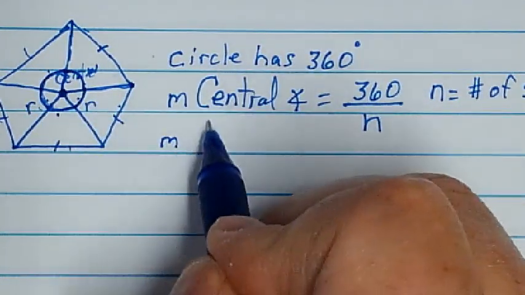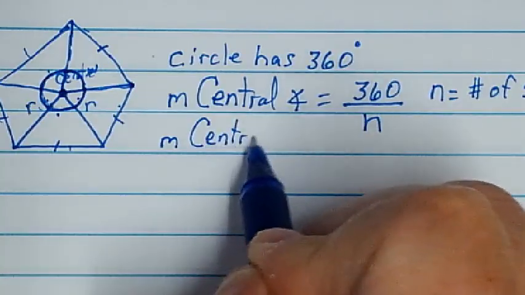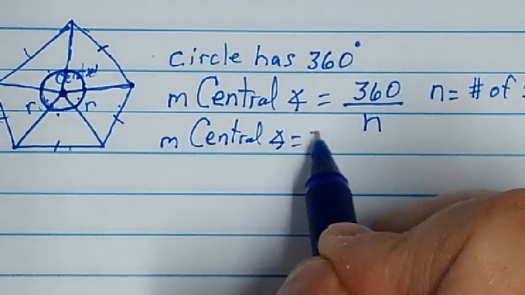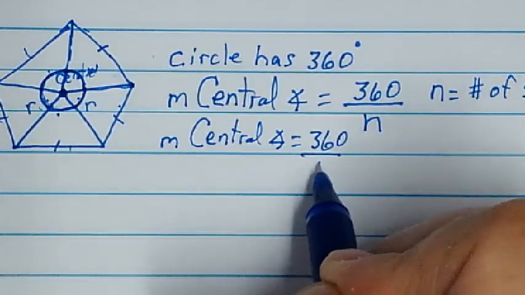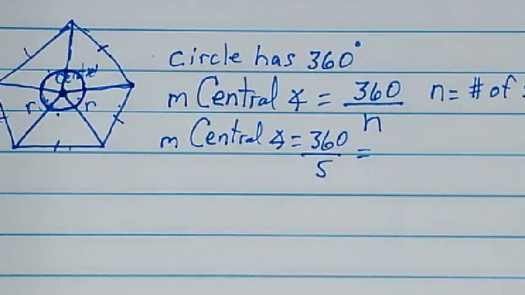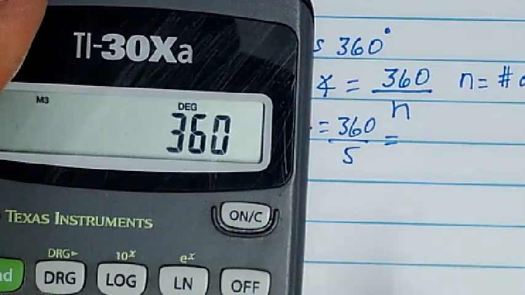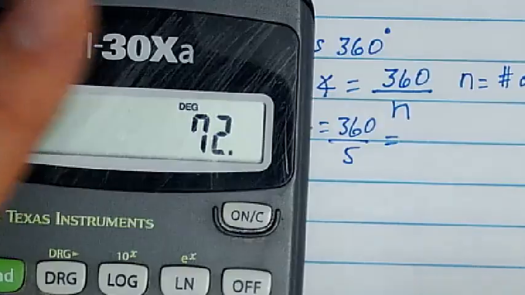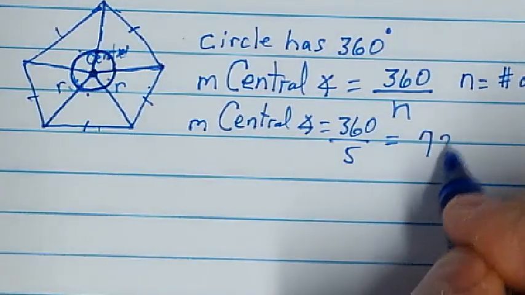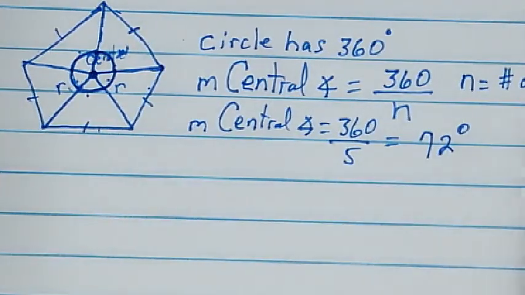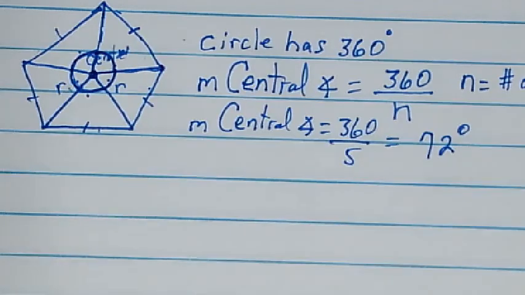So the measure of the central angle equals 360 divided by 5. And how about 360 divided by 5 equals 72 degrees. Yay. That was a lesson on how to find the measure of the central angle. So let's try it one more time. Let's use a, how many sides do you want to have? Okay, fine, 8. So that would be an octagon.